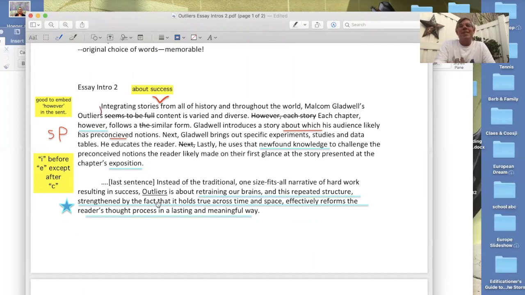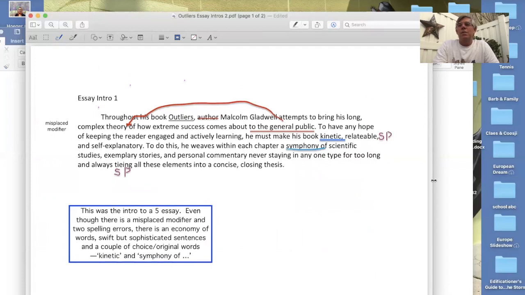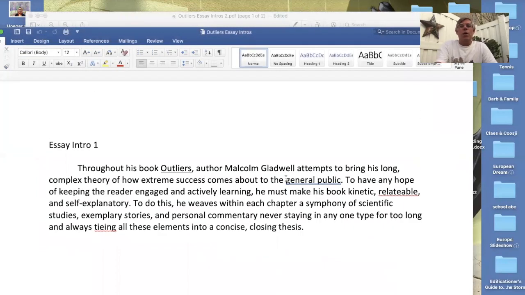I think the intro is more of a 3, and I think the essay ended up being more of a 4. I guess we're going to go to the last one, which is essay number 1.